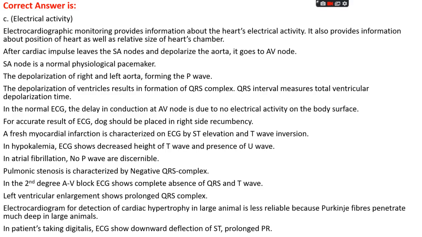In hypokalemia, there is a decrease in potassium content, and the ECG shows decreased height of the T wave and the presence of another wave, the U wave. In atrial fibrillation, no P wave is formed on the ECG. In pulmonic stenosis, we see a negative QRS complex. In second degree AV block, there is intermittent absence of the QRS and T wave. In left ventricular enlargement, there is a prolonged QRS complex.